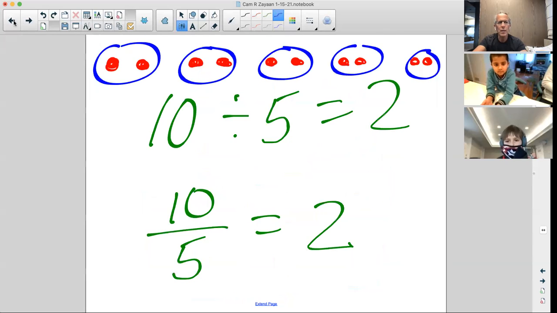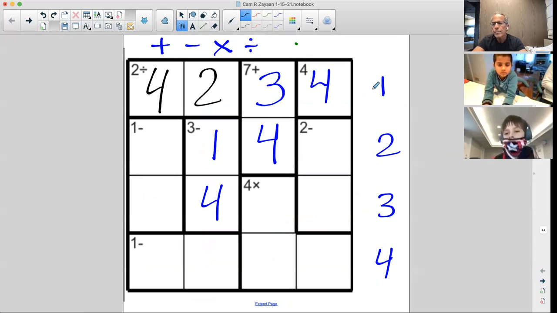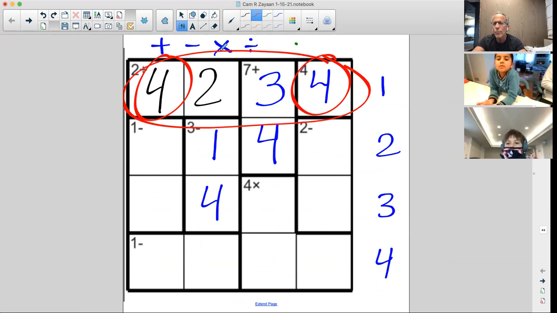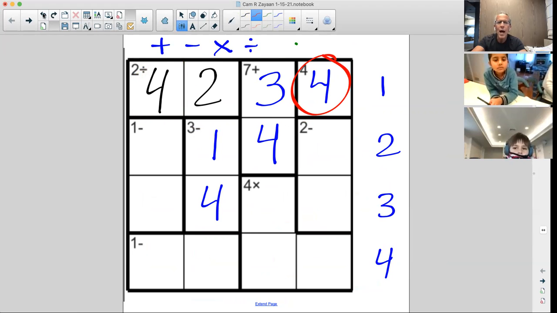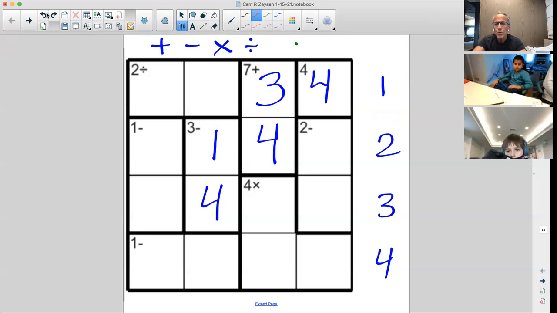So we can now look at this. Are we allowed to put the 4 and 2 right here? No. Cam, there are now 2 4s in that row. You're not allowed to have that. So if we're not allowed to have 4 and 2, which 2 numbers do we have to have? 1 and 2. Right.